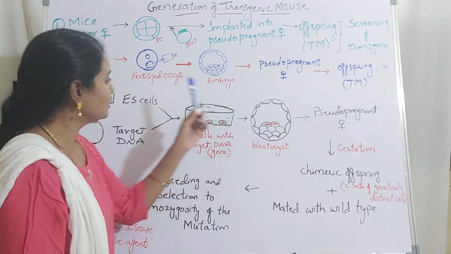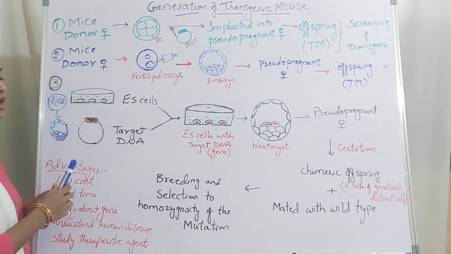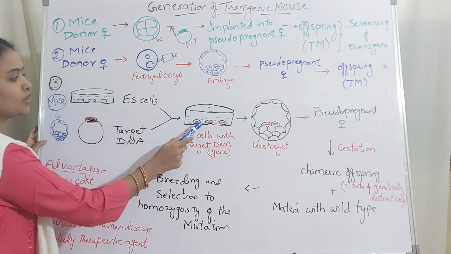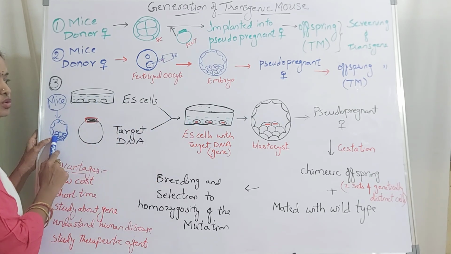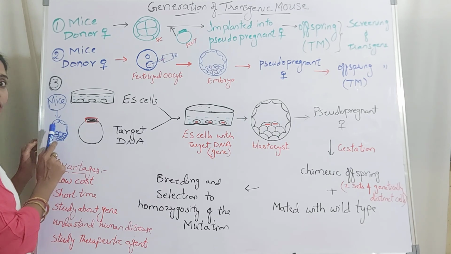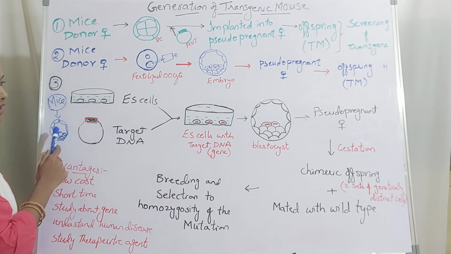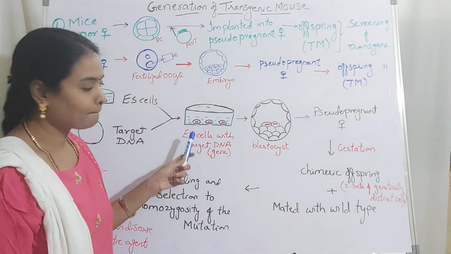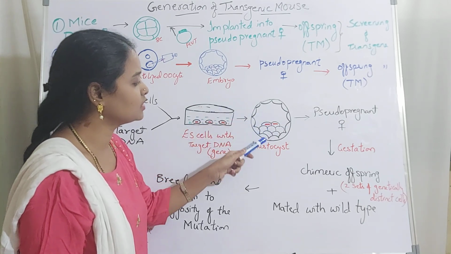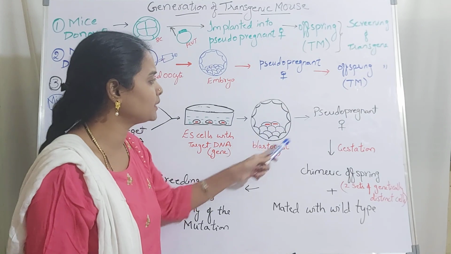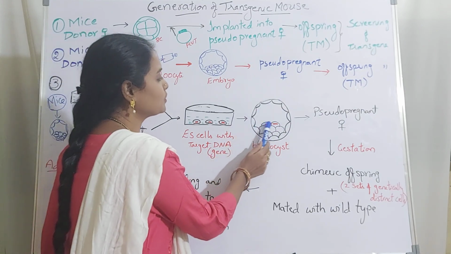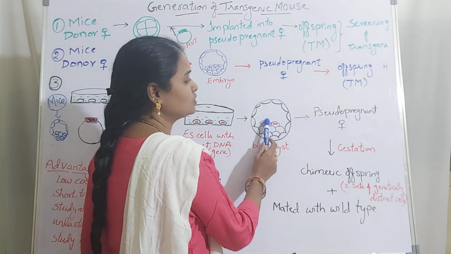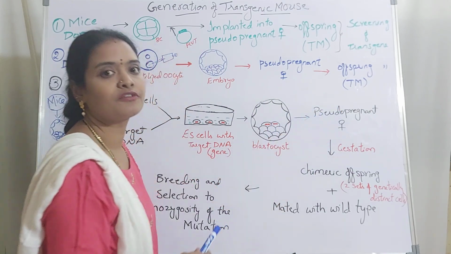Either you can do it directly, or otherwise isolate the blastomere stage, develop your embryonic stem cells, and again introduce them into the blastocyst stage, and then you are going to implant this into another female. Here the embryonic stem cells are cultured outside, then they are again introduced into the blastocyst stage or the developing embryo. So now the embryonic stem cells contain that target gene. Then this is implanted into the pseudo-pregnant female.